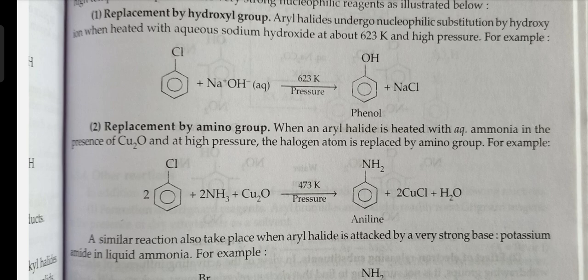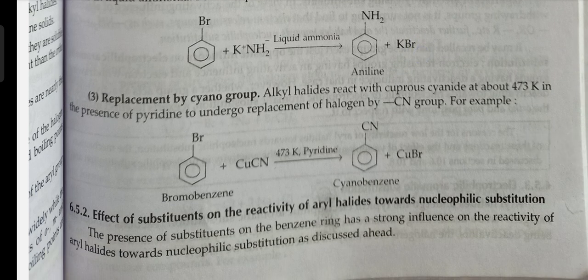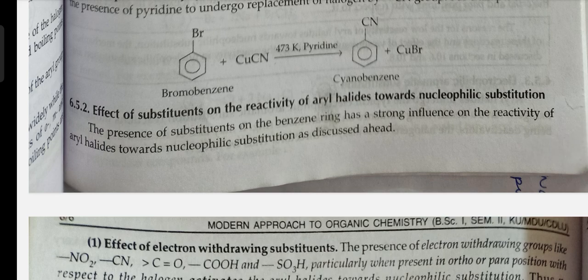Number 2. Replacement by amino group. When an aryl halide is heated with aqueous ammonia in the presence of Cu2O and at high pressure, the halogen atom is replaced by amino group. A similar reaction also takes place when aryl halide is attacked by a very strong base, potassium amide, in liquid ammonia. Number 3. Replacement by cyano group. Aryl halides react with cuprous cyanide at about 473 Kelvin in the presence of pyridine to undergo replacement of halogen by CN group. For example, bromobenzene with CuCN gives cyanobenzene.